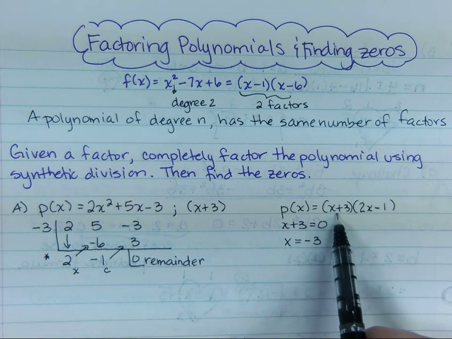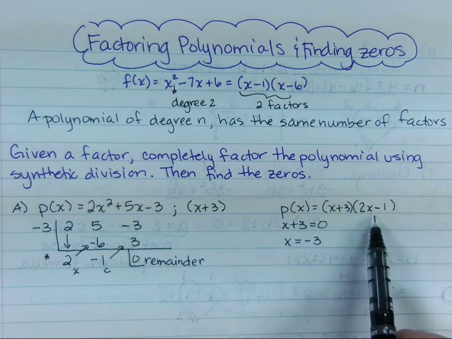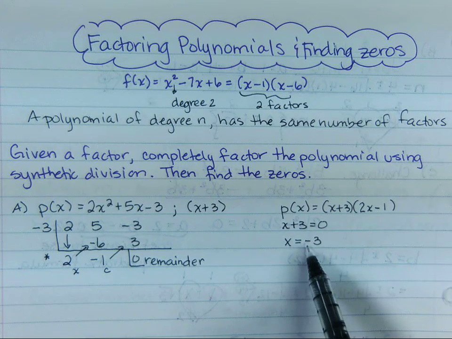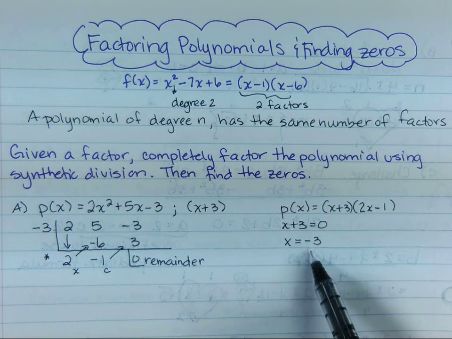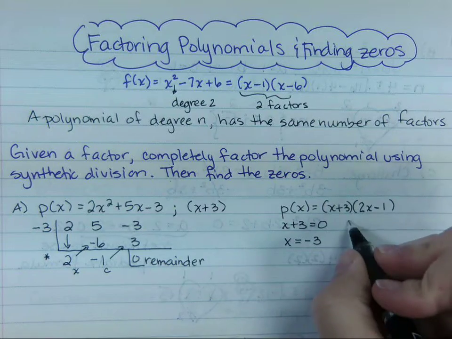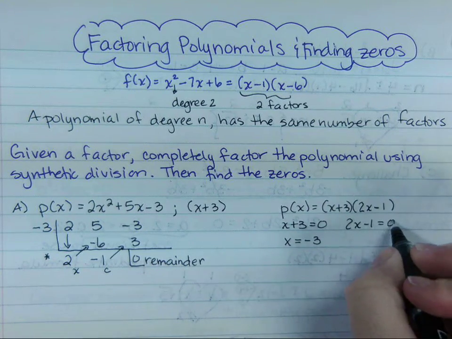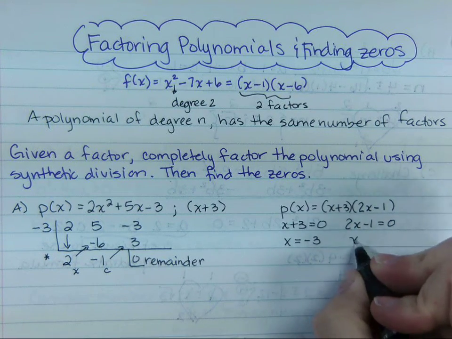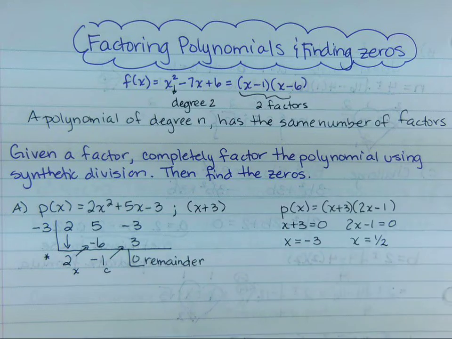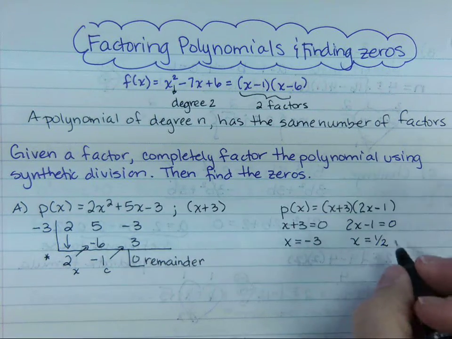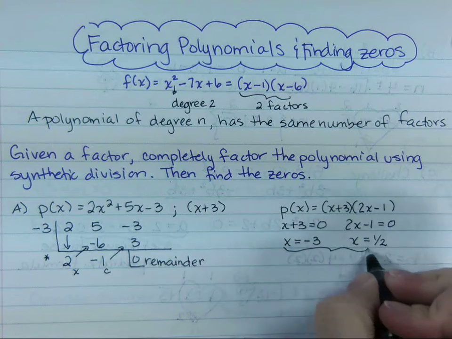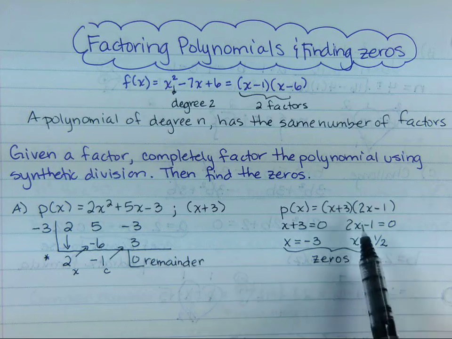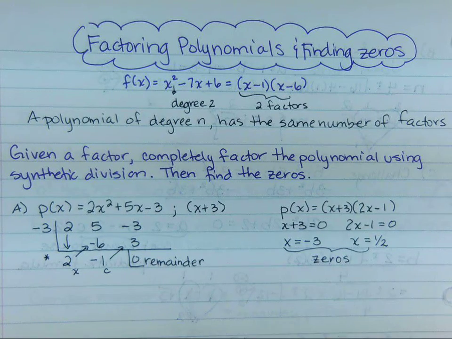All right, given the one factor, I use synthetic division to find the other. Now when I'm asked to find my zeros, I already have one of my zeros. I used the first factor to get one of my zeros. So now the other factor, when I set that one equal to 0, if I add 1 and divide by 2, I get that x equals 1/2. And so these two are my zeros. These are the values that will make this polynomial equal to 0.